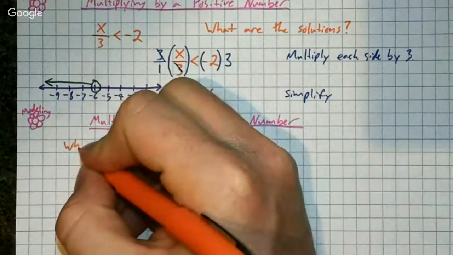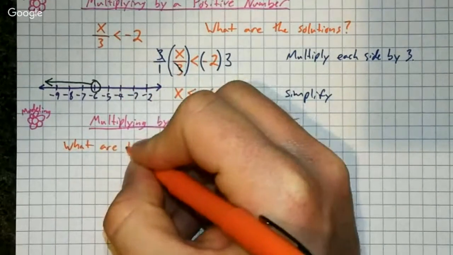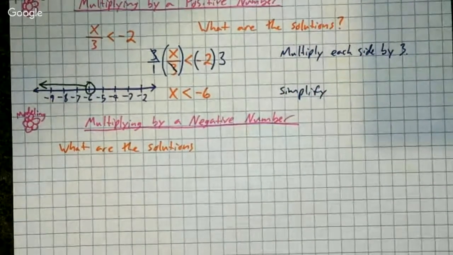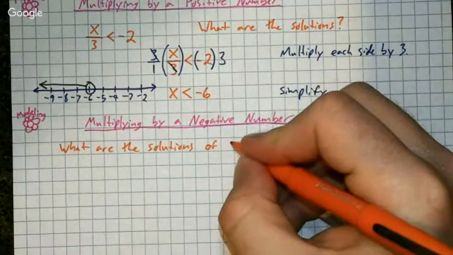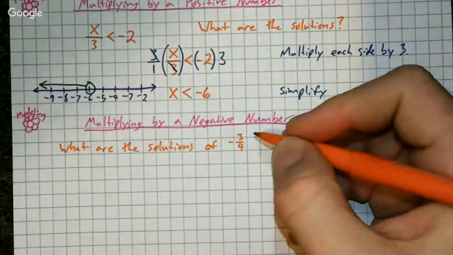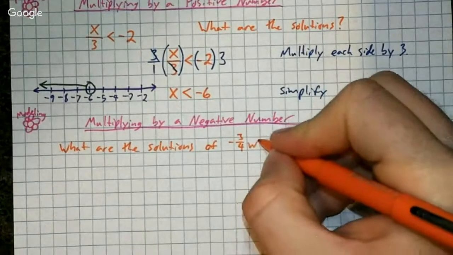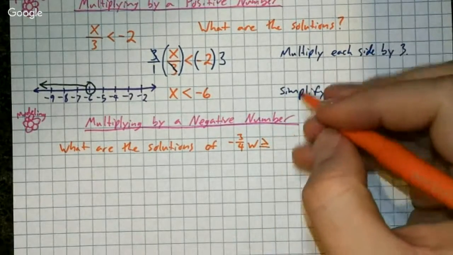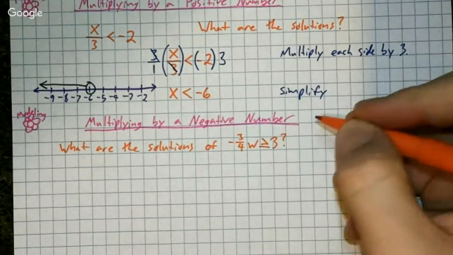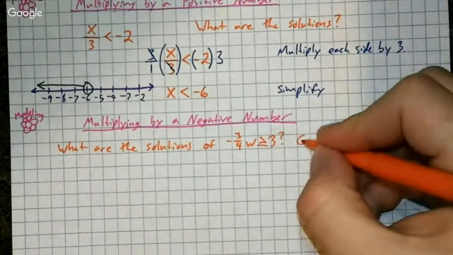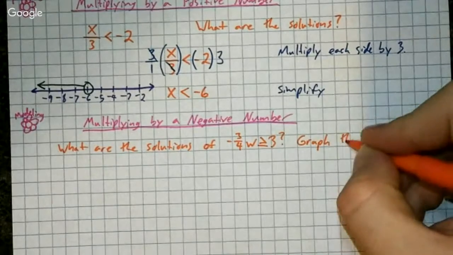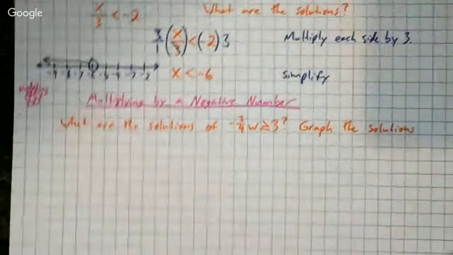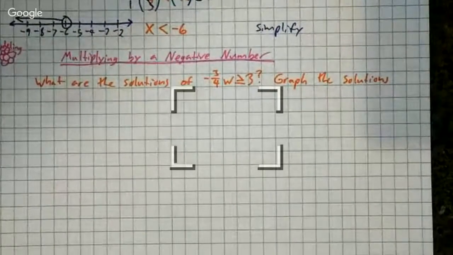It says, what are the solutions of negative 3 over 4 W is greater than or equal to 3. Graph the solutions. Okay, so there's our question. We see it right there.